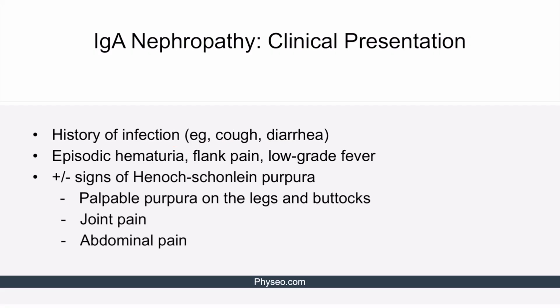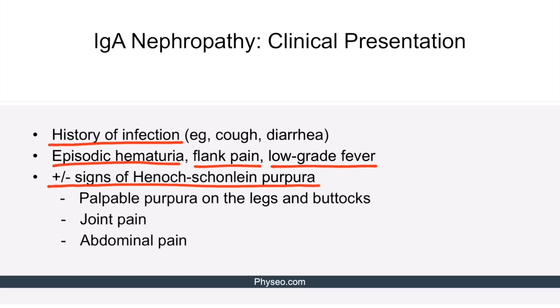The patients with IgA nephropathy will often have a history of upper respiratory tract infection or gastrointestinal infection several days before their spontaneous onset of symptoms of nephritis. The symptoms of nephritis may include the classic signs and symptoms that we discussed earlier in the lecture, and episodic hematuria, flank pain, and low-grade fever. Additionally, IgA nephropathy can be part of the systemic vasculitis.